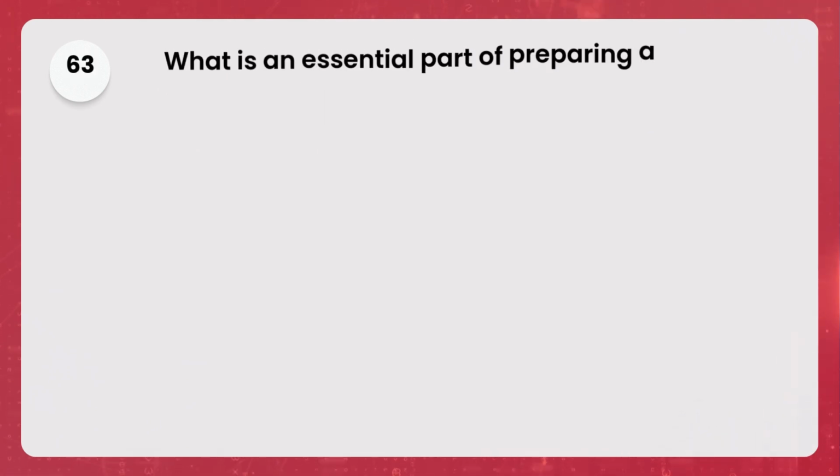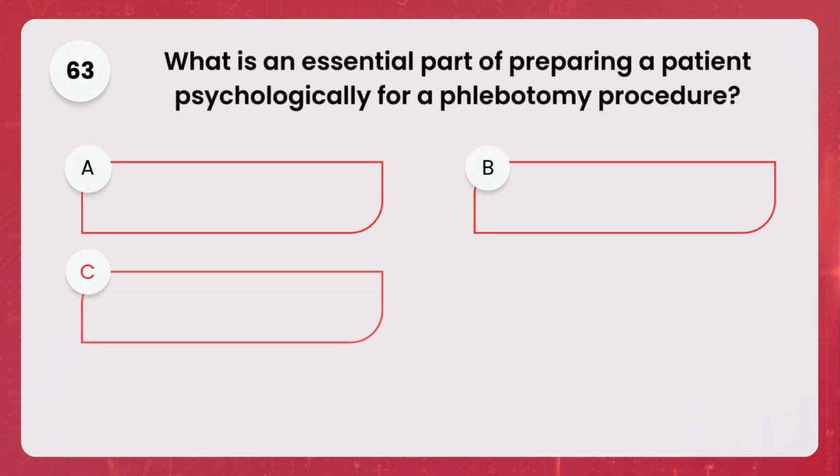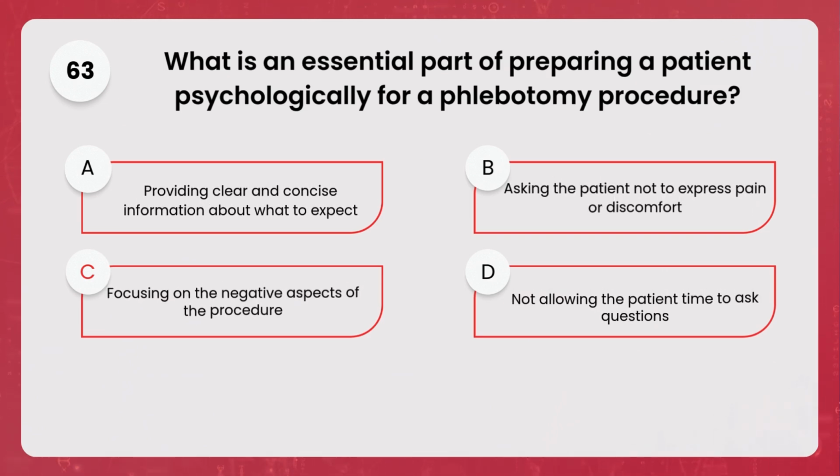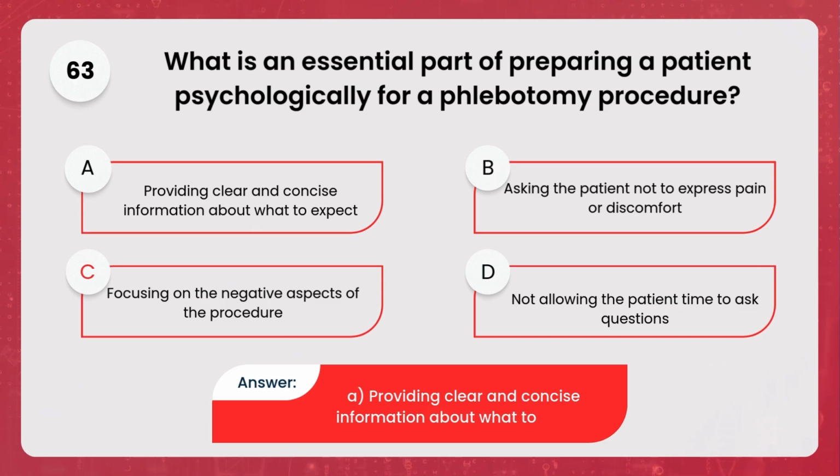Number 63. What is an essential part of preparing a patient psychologically for a phlebotomy procedure? A. Providing clear and concise information about what to expect. B. Asking the patient not to express pain or discomfort. C. Focusing on the negative aspects of the procedure. Or D. Not allowing the patient time to ask questions. The answer is A. Providing clear and concise information about what to expect.